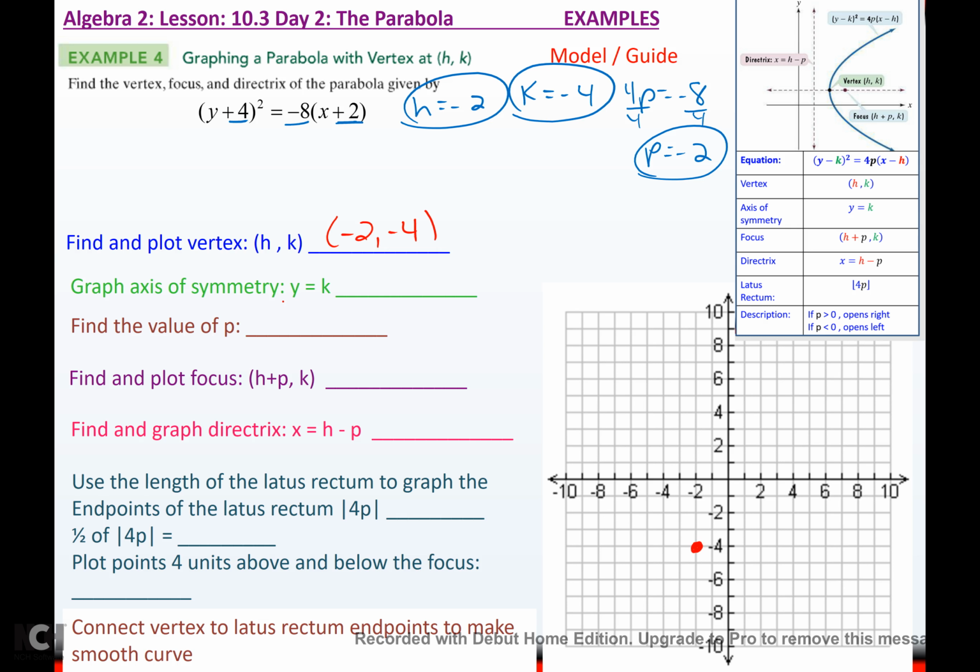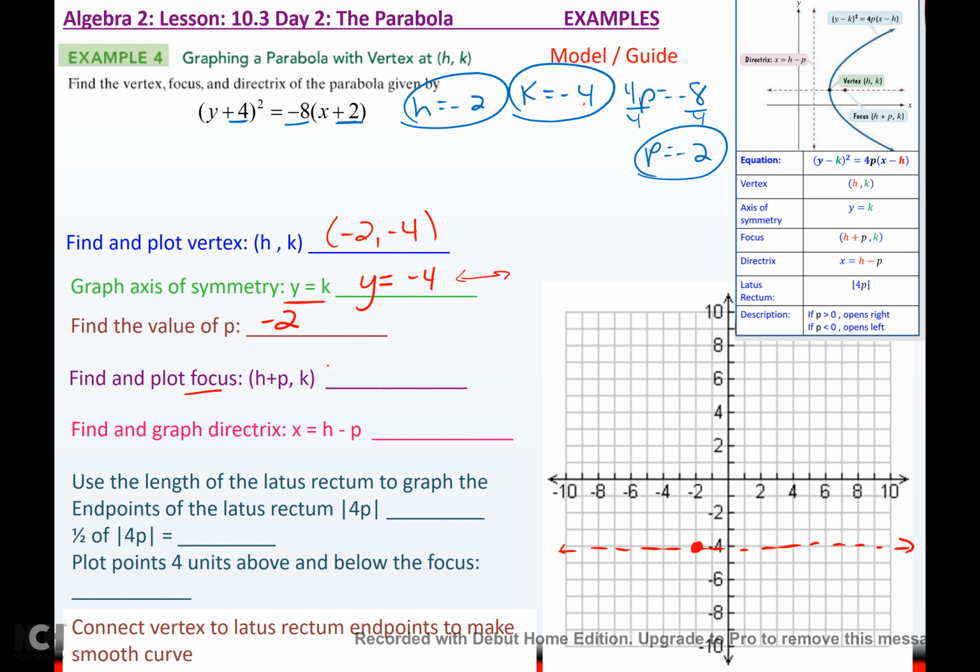My axis of symmetry is y equals k, and my k is -4. That's a horizontal line through -4, which has to go through your vertex, so it doesn't take an Einstein. There's your axis of symmetry. The value of p I already figured out is -2.